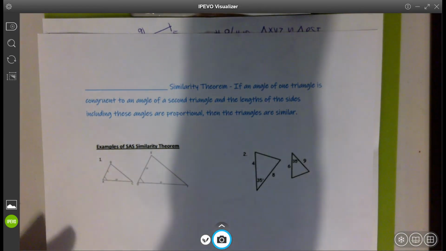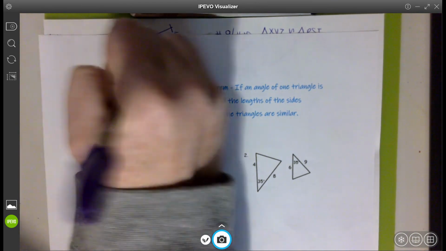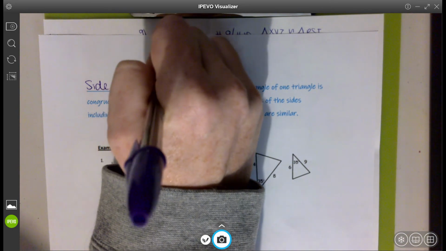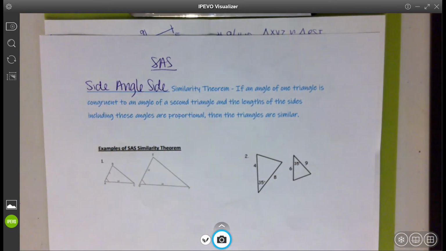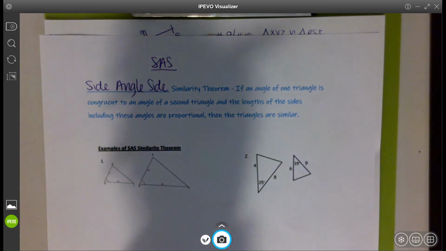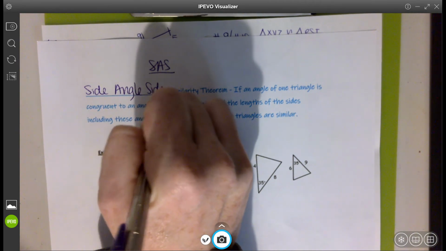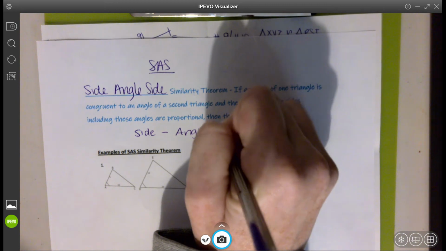All right, so here we're going to have our side angle side similarity, which we call SAS. Again, this time our sides are proportional. Our angle is congruent. So what's happening here is we have to have a side followed by an angle followed by a side.